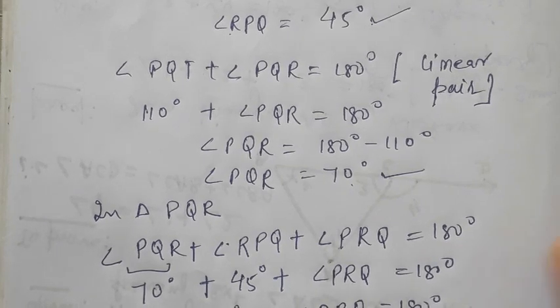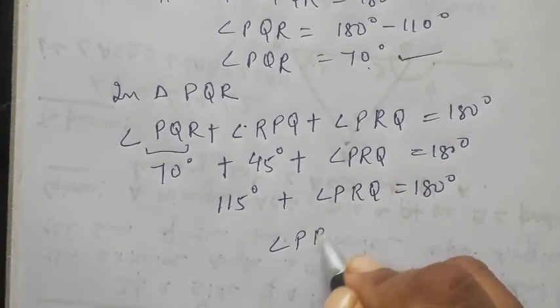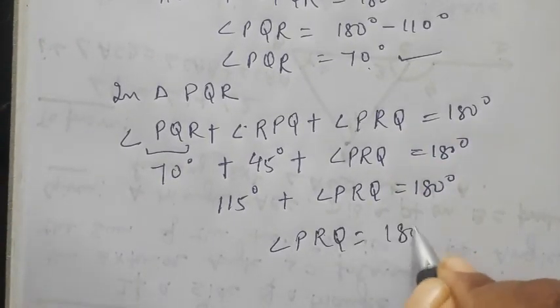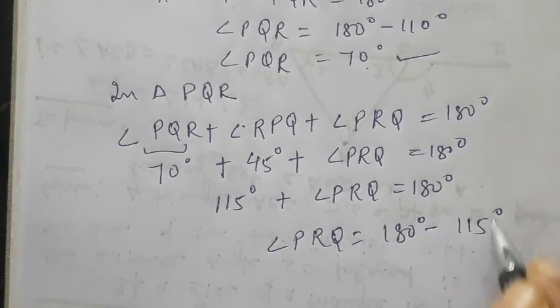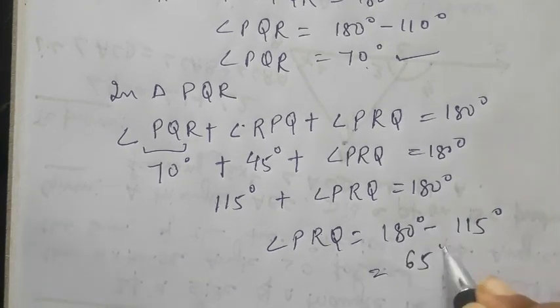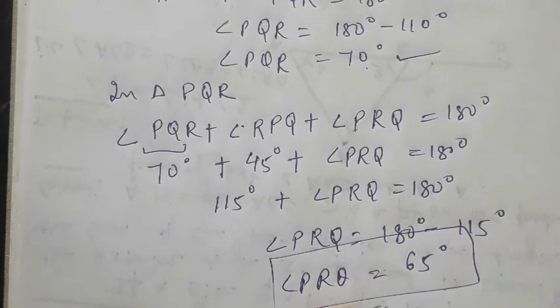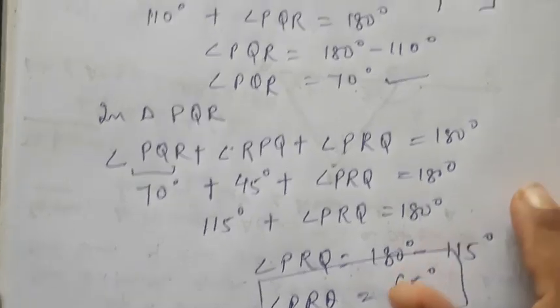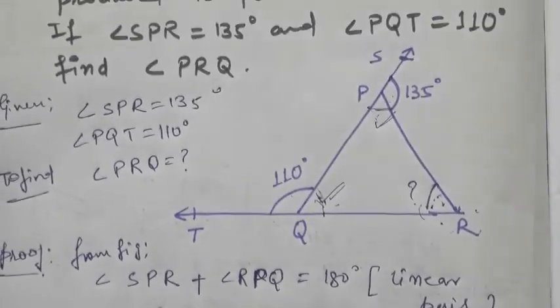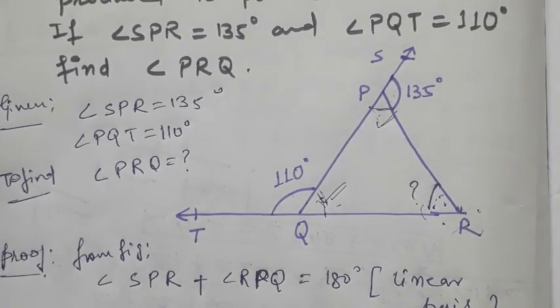Okay, so I was able to get PRQ equals 180 degrees minus 115 degrees, that is 65 degrees. So this is my required answer which we needed to find. Similarly, we'll move to another question based on the angle sum property and the exterior angle.